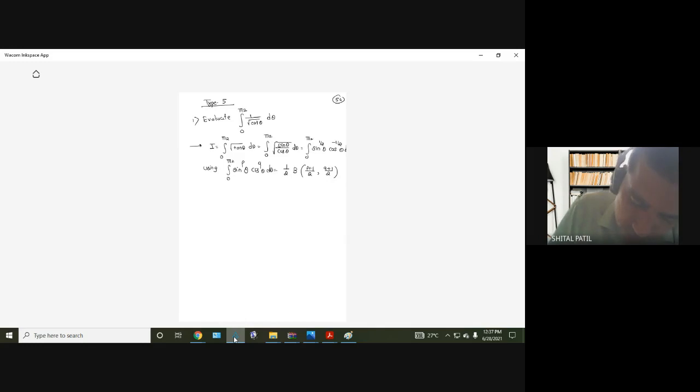Let me use this formula. Therefore, the integral is half beta of, p is the power of sin, half, q is the power of cos. So that is half beta of 3 by 4, 1 by 4. And then convert this into gamma form.